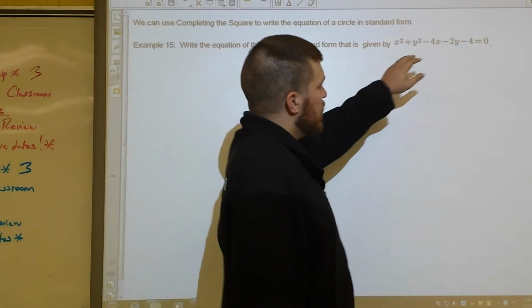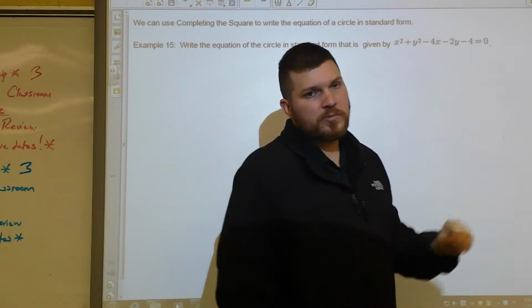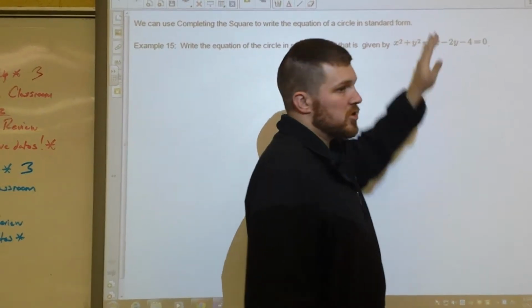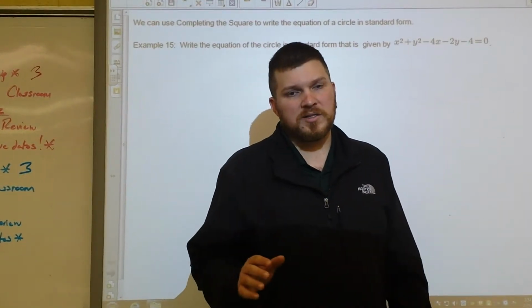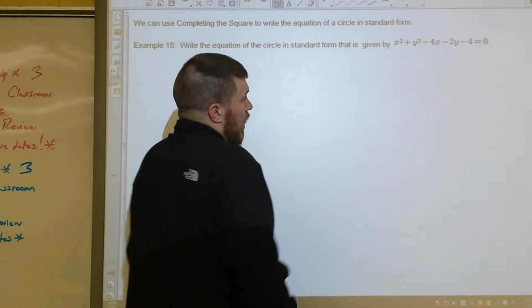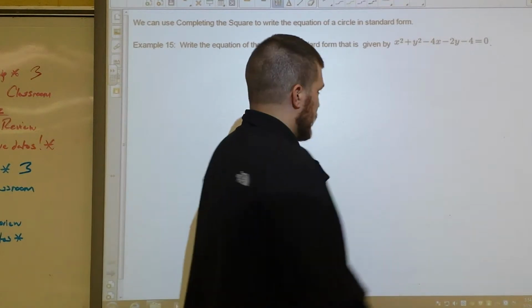If you are ready to move forward, the very first thing you need to do is get your regular numbers with no variables on the other side. On the left side of the equation, that's where the variables live. On the right-hand side, that's where the constants live. So I'm going to rewrite my equation, and also switch the order to get my x's together and my y's together.